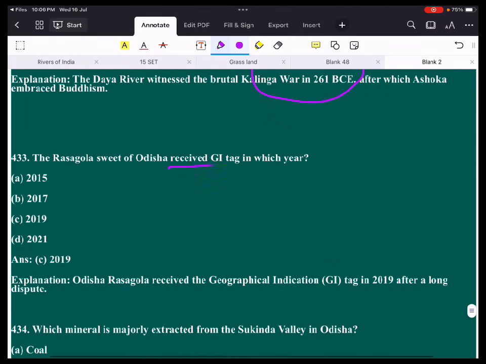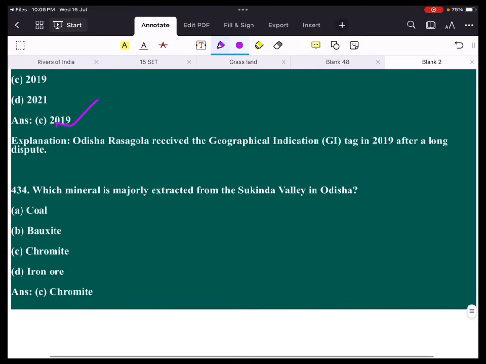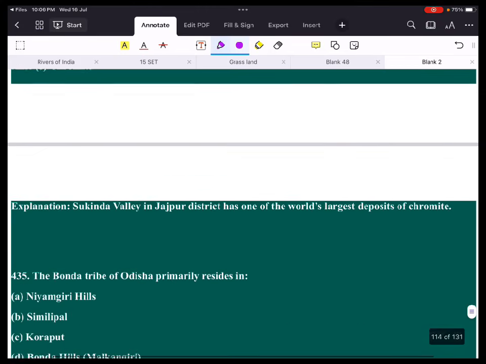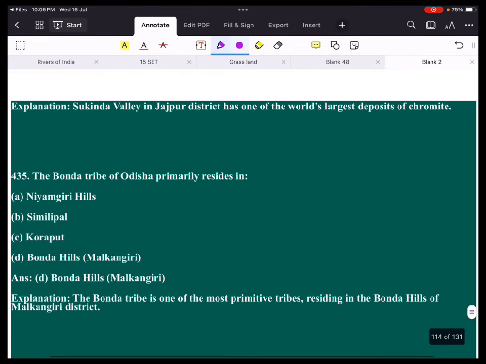Rasagola, the sweet of Odisha, received the GI tag in which year? That is in 2019. Which mineral is majorly extracted from Sukinda Valley in Odisha? That is chromite, option C. Sukinda Valley in Jajpur district has one of the world's largest deposits of chromite.